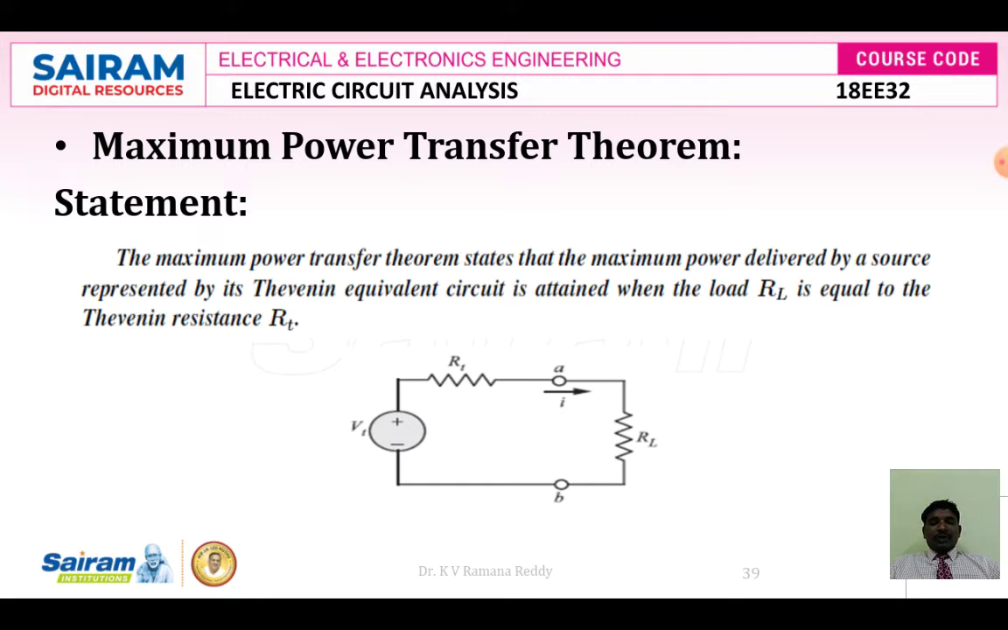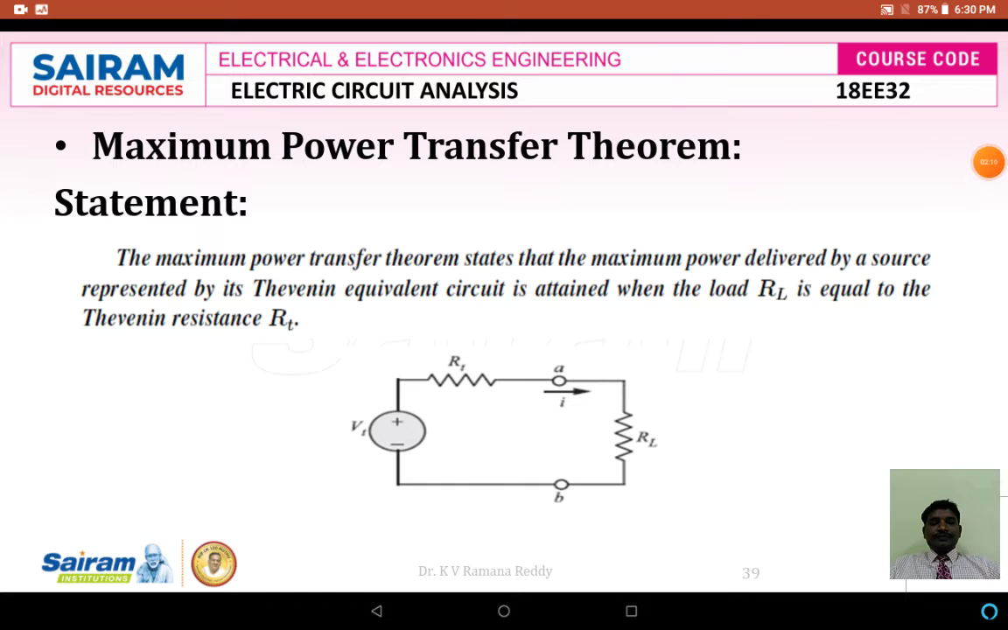The maximum power transfer theorem equivalent circuit, which is equal to the Thevenin's equivalent circuit, consists of a Thevenin's voltage source VTH connected in series with a Thevenin's resistance RTH across the terminals AB.